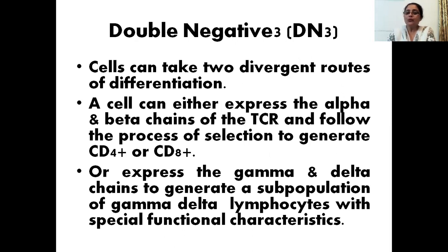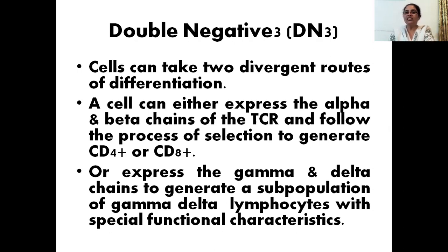What happens in this case, why are we calling it double negative 3? The cells which were the thymocytes we were calling double negative 2 can take up two routes. One route is that they can express the alpha or beta chains. I told you that assembly of T cell receptors has already started in DN2. So in DN3, this assembly can take an alpha or beta chain arrangement and follow the process of selection to CD4 or CD8.